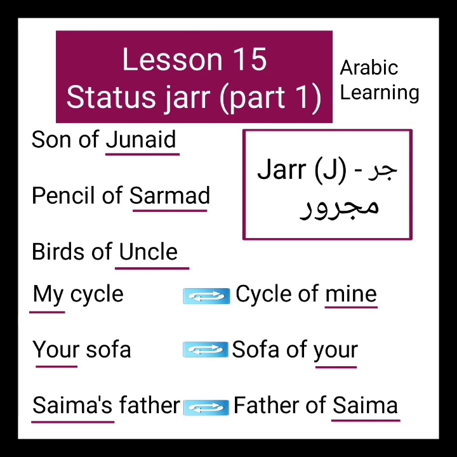In some other cases, there is apparently no of, but we have to flip the words in our mind to find out the hidden of. For example, we can say my cycle as cycle of mine. So as mine is representing my, so the status of my will be jar. Your sofa or sofa of your, so your has the status jar. In Saima's father, Saima has the status jar.